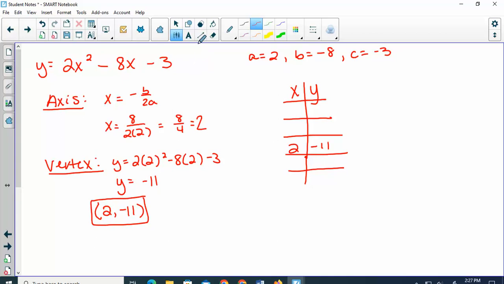You go to your y equals, clear out anything that's there. We're going to type in 2x squared minus 8x minus 3. And then we go into the table. So we have 0, -3, 1, -9, 2, -11, 3, -9, 4, -3.